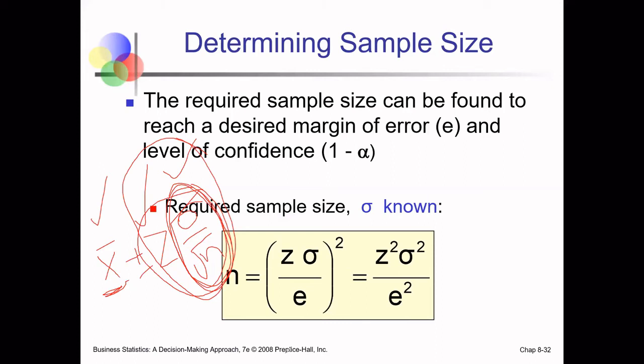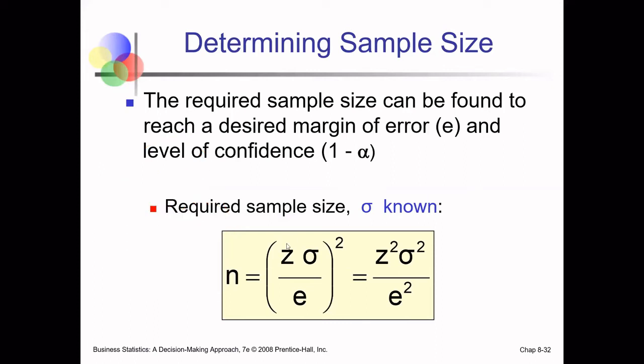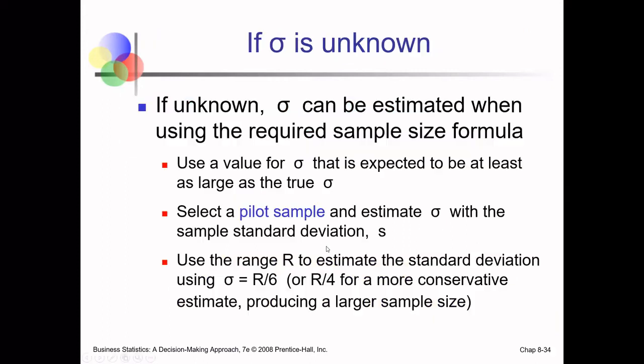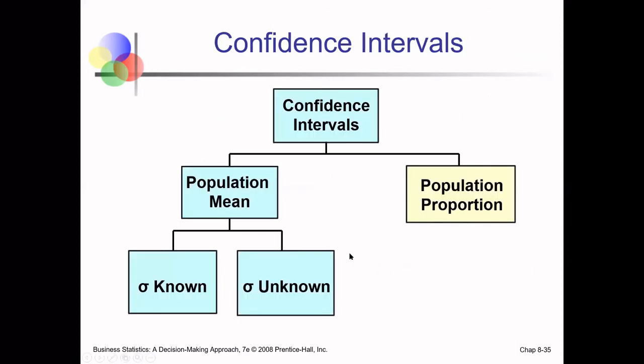Next we will understand how we can calculate it. Here sigma is 45, with a 95% confidence interval. We want to find the sample size with a margin of error of plus minus 5. We put in the values and get 220 as the sample size. If sigma is unknown, I have already explained it in detail in the first slide.